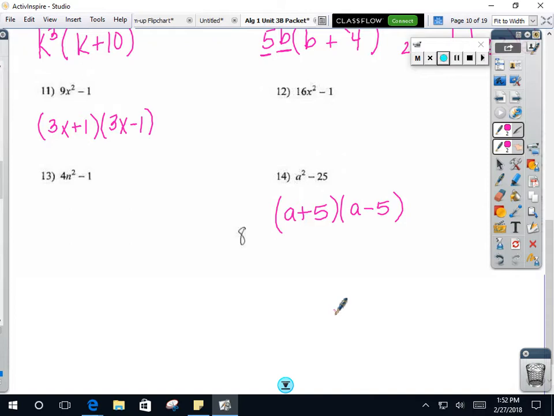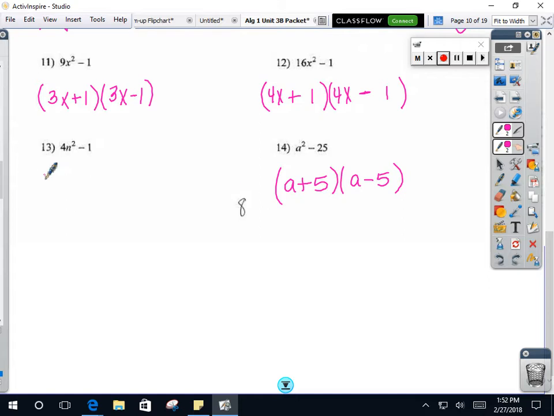Okay, now look at number 12. Is it a difference of two squares? Yes. 16 is a perfect square because 4 times 4. 1 is a perfect square, 1 times 1. So you factor it into two binomials that are identical except for their signs. They have to be opposite signs, otherwise the middle wouldn't cancel out. And then to get 16x squared, isn't that just a 4x times a 4x? And to get 1, it's just a 1 times a 1. That's all you do.